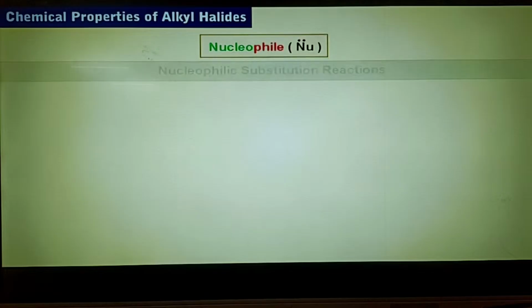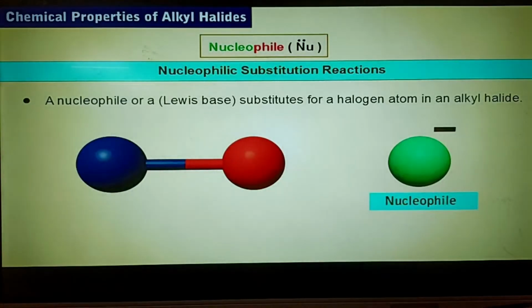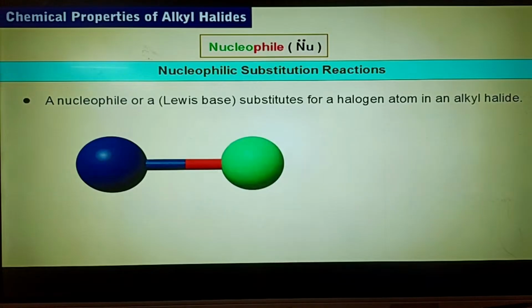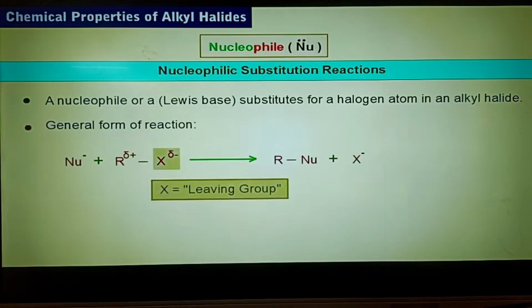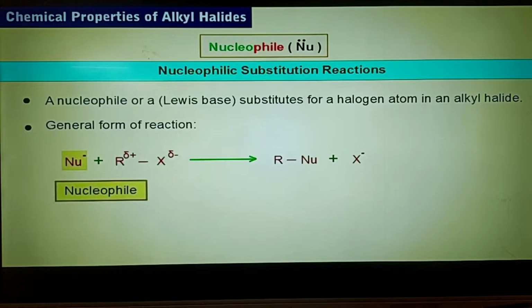In nucleophilic substitution reactions, a nucleophile, or a Lewis base, substitutes for a halogen atom in an alkyl halide. Here is the general form of the reaction. The halogen is referred to as the leaving group because it leaves the alkyl halide when the nucleophile reacts. Since the substitution reaction is initiated by a nucleophile, it is called the nucleophilic substitution reaction.